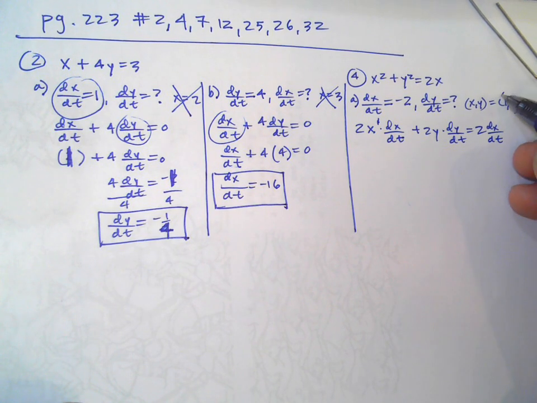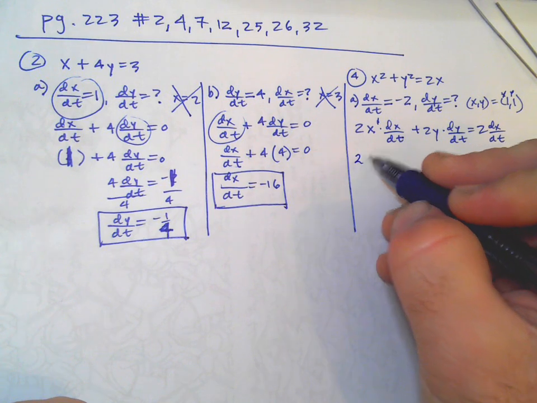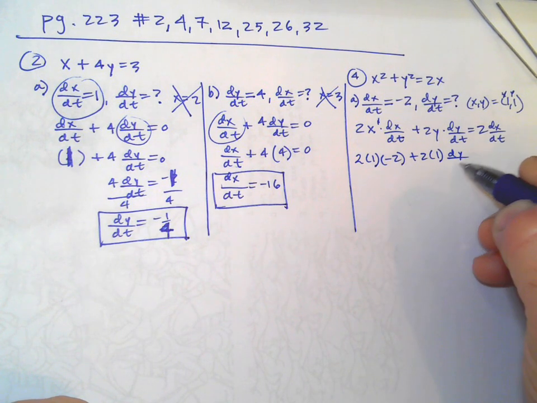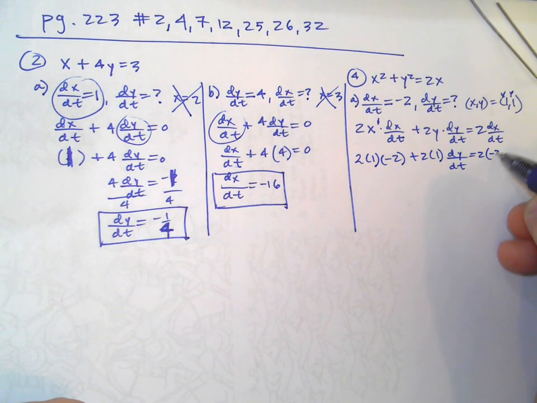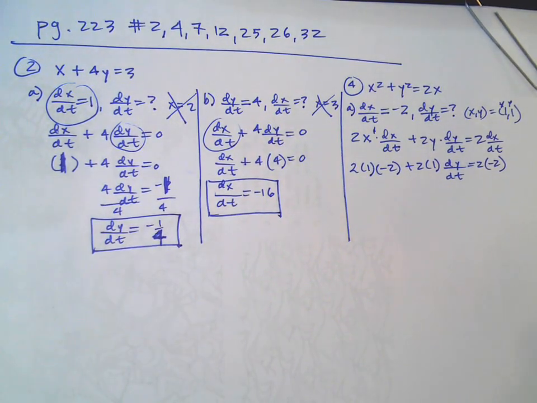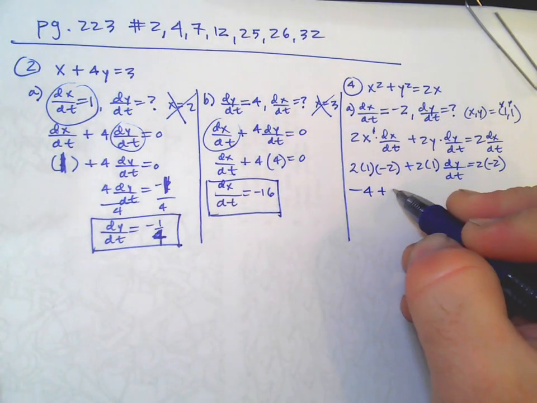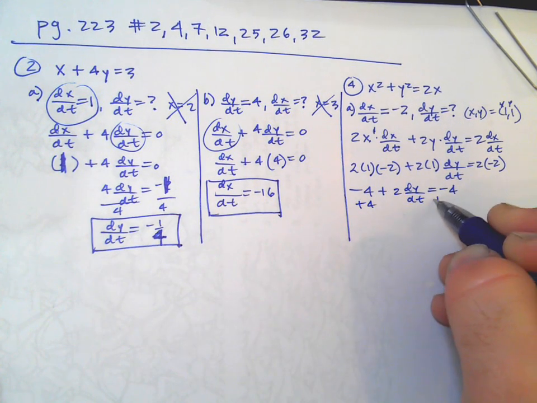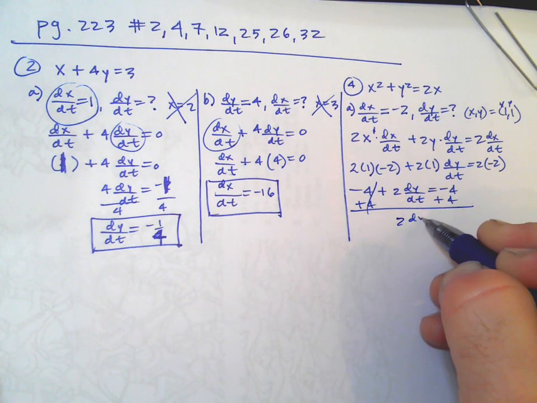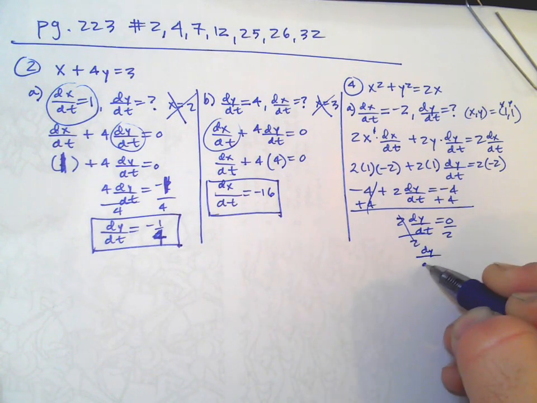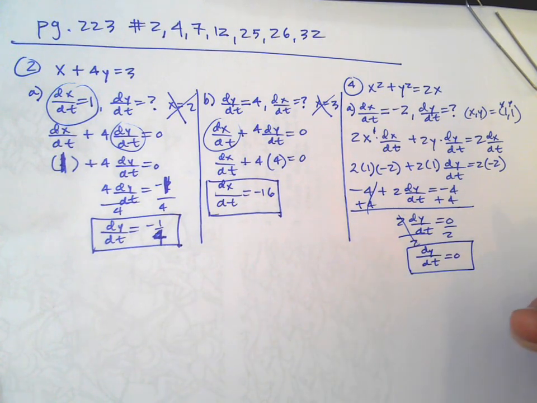Okay, so this time we actually do need the x and the y. So we didn't last time. So x is 1, dx/dt is negative 2, y is 1, dy/dt is what we're looking for, equals 2, dx/dt is negative 2. We could simplify it. So it's going to be negative 4 plus 2 dy/dt equals negative 4. So we could add 4 to both sides. And we get 2 dy/dt equals 0. And divide by 2, and you get dy/dt equals 0. So that's part A.